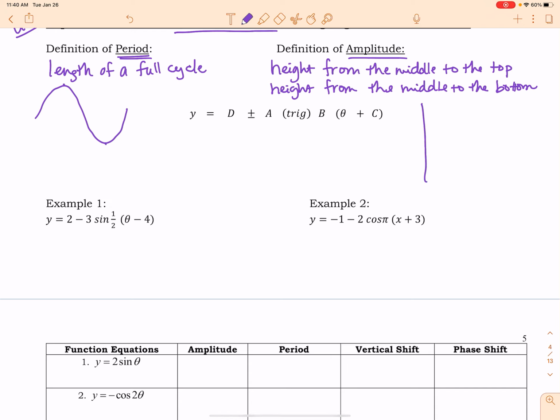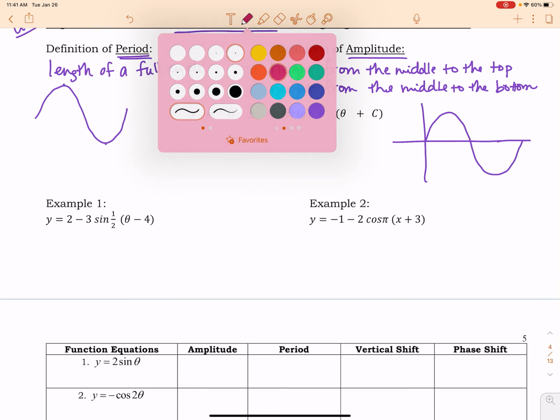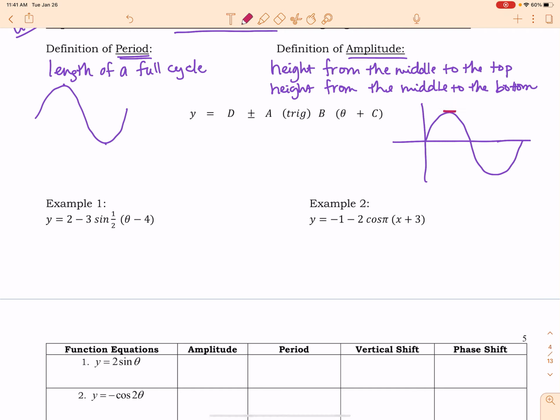So let's say we're on the x-axis and we have our sine function just like that. Well, the amplitude is going to be the measure from the top to the x-axis. So this right here is my amplitude. If you'll notice, we also have the amplitude here. That is what your amplitude is. It just tells you how tall the wave would be from the middle, that would be this right here, to the top, and from the middle to the bottom of the graph.